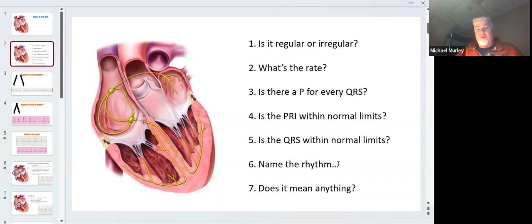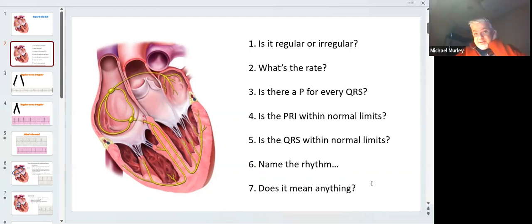And then the last thing is you name the rhythm, based off of the evidence we just figured out, right? What's the rhythm? We'll say it's a sinus rhythm. And then I like to add number 7: does this mean anything? Because I have to remind myself to treat the patient, not the monitor.